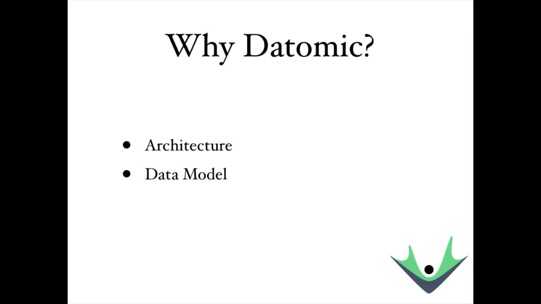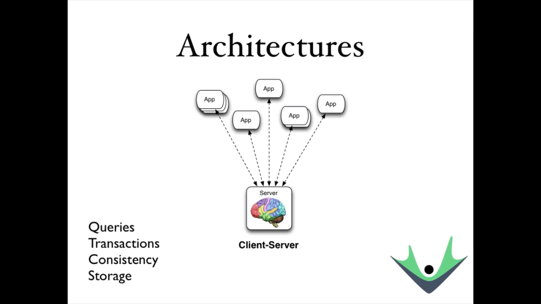In this talk, I'm going to describe why we built Datomic from two perspectives. The first is the architecture, and the second will be the data model. If we look at architectures from the past, we see and understand, I think, the client-server model, where the server has all the brains. It knows how to handle queries and process them. It handles transactions. It ensures consistency, and it manages storage. And applications are relatively dumb in this model. They rely on the server to do most of the work.